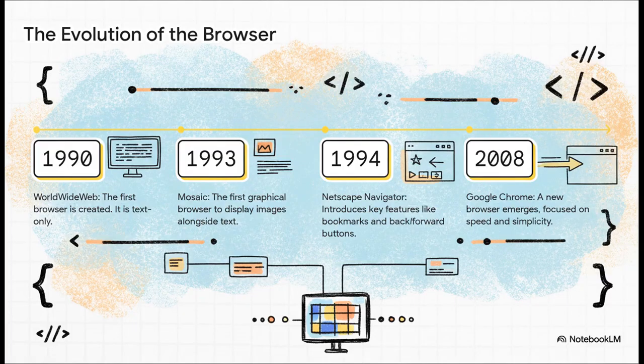And you know, this powerful tool didn't just appear out of nowhere. The journey started way back in 1990 with text-only interfaces. The real game changer was Mosaic in '93, which was the first to show images right alongside text. Then came the browser wars of the '90s, and later, the arrival of Google Chrome in 2008, which really pushed innovation on speed and simplicity. All of that led to the sophisticated apps we're using today.